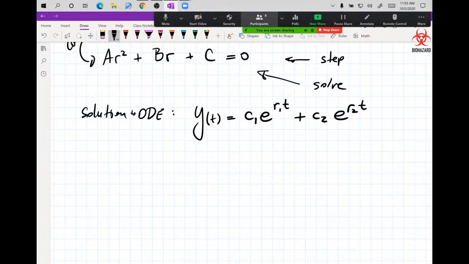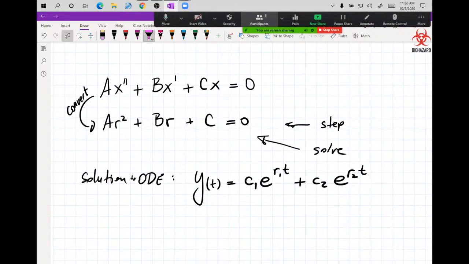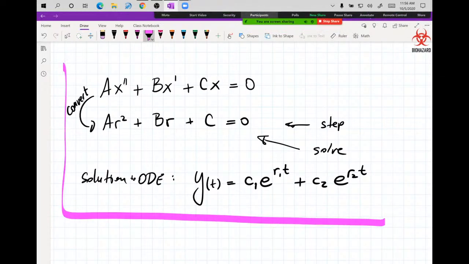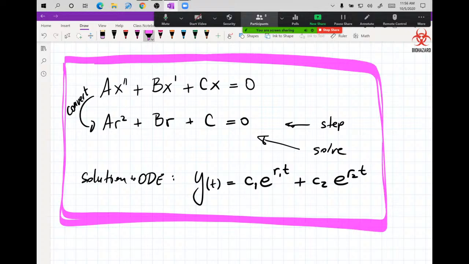And where do you get your r1 and r2? You're solving a quadratic equation. It's going to give you two numbers. So I need to box this, and you need to memorize this piece for now.